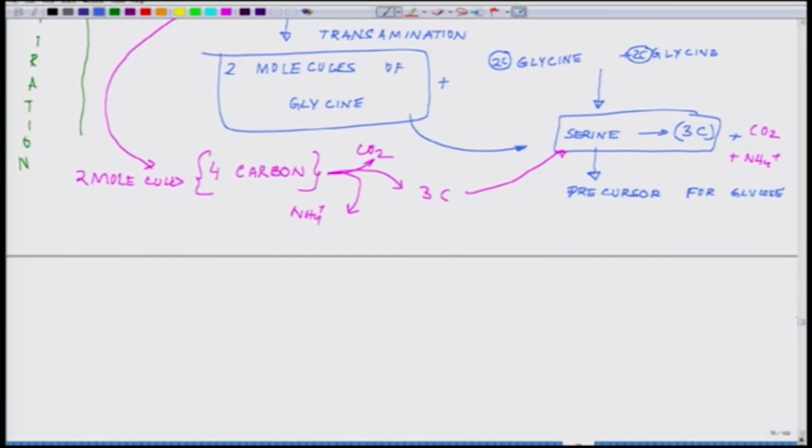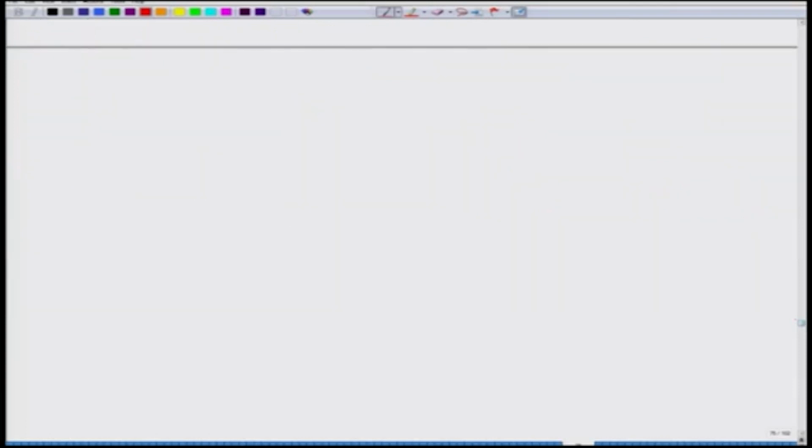So, now keeping this in mind, and by the way, here I should highlight that the reaction we are talking about all happens in the mitochondria, where glycines are attached together, condensed together, to form a 3 carbon amino acid serine. Okay. So, now from here we move on to the Calvin cycle.